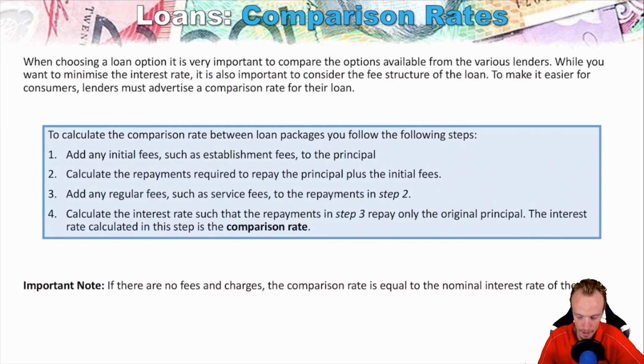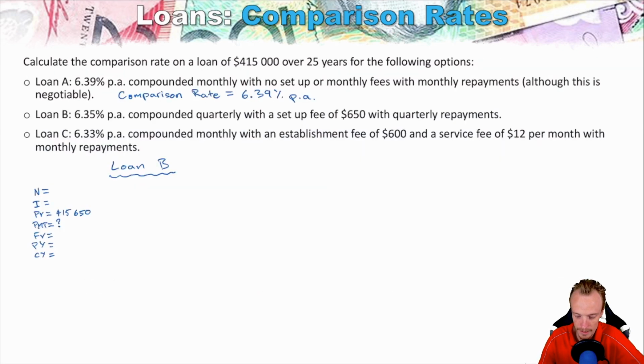Calculate the repayments required to repay the principal plus the initial setup fees. So we're doing a PMT calculation. The interest rate here is 6.35%. The N, we've got to be very careful. These are quarterly repayments, so the N is going to be a 25-year loan, 4 repayments per year. The future value, we're repaying the entire loan. The payments per year is also 4 because it's quarterly repayments and compounding 4 times per year.